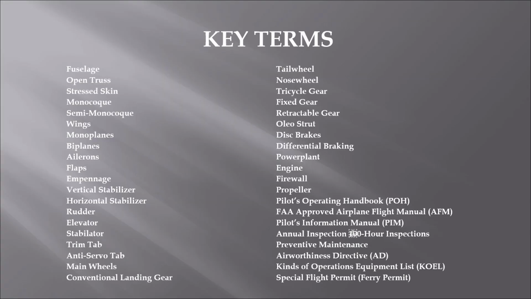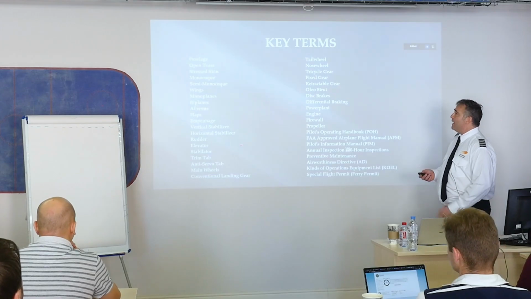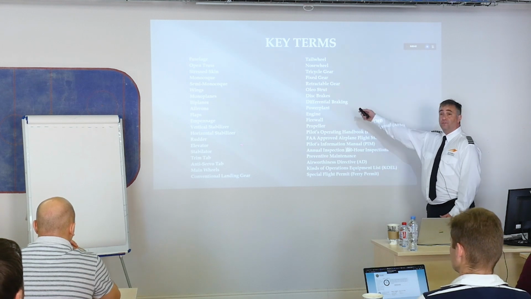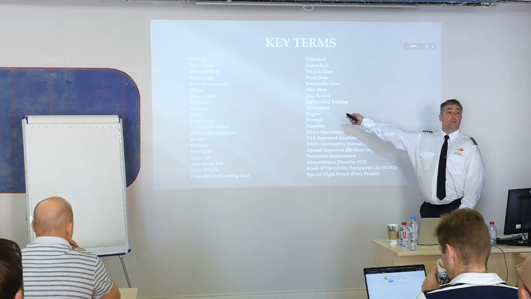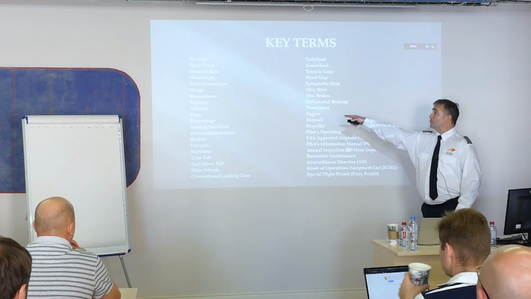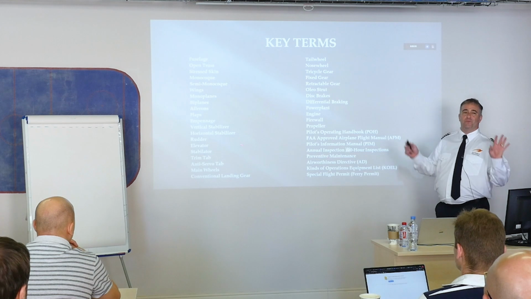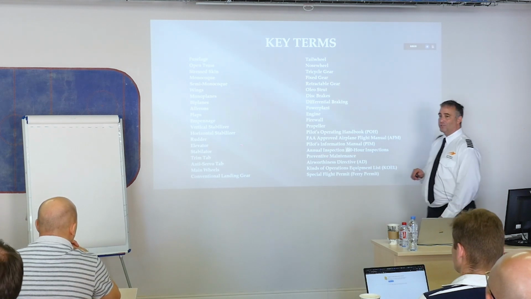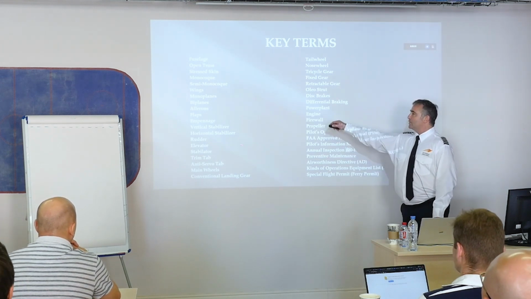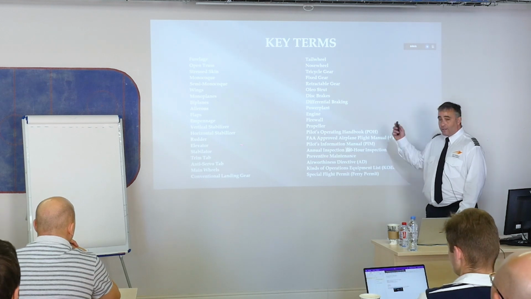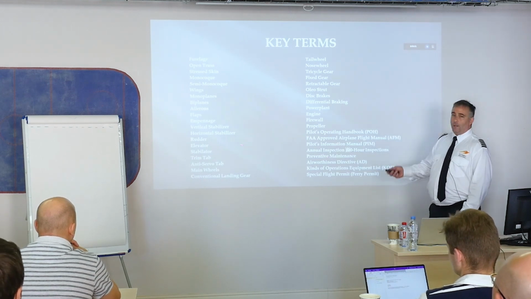And a couple of different types of fuselages: open truss, stress skin, monocoque, semi-monocoque. These are all design characteristics of an airplane. Wings: monoplanes, biplanes, different flight controls, which are your ailerons, your flaps. The empennage, the French got involved in this somehow. The tail section, they call it an empennage. Vertical stabilizer, horizontal stabilizer, rudder, elevator, stabilizer, trim tab. A couple of different things, right?